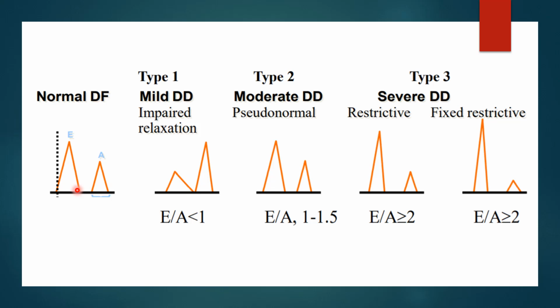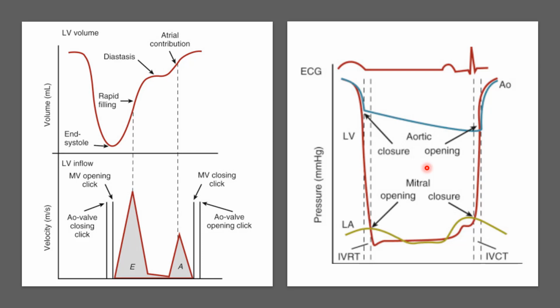Your initial blood output goes back to baseline, and this is called diastasis, before your A wave, and then you finally have your atrial kick. If there was an EKG here, your P wave would be around right here. Right? So this is a normal pattern. Your E is greater than your A. Now, in type 1 diastolic dysfunction, your E is smaller than your A, and we'll go through the physiology of why this is occurring. But this is type 1, type 2, type 3, and then your type 3 has a reversible restrictive versus a fixed restrictive, which we'll talk about.